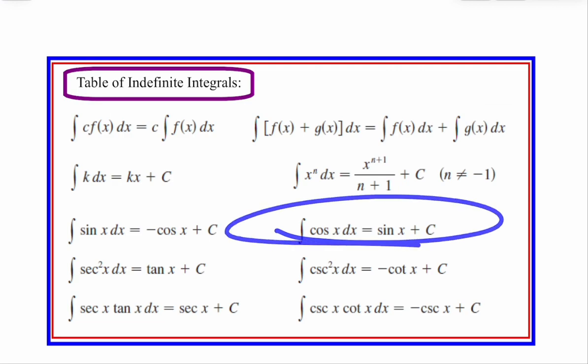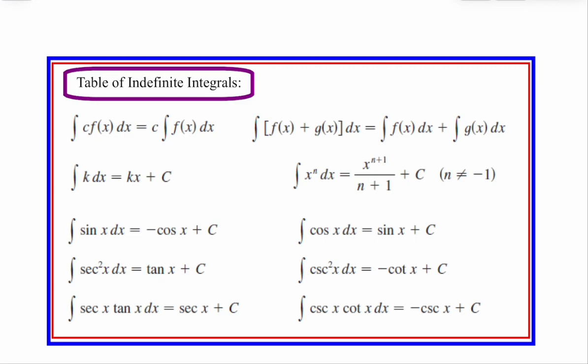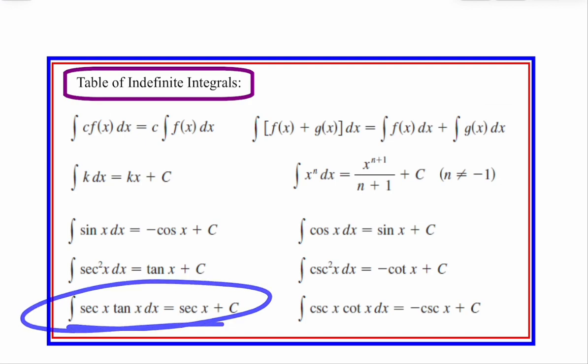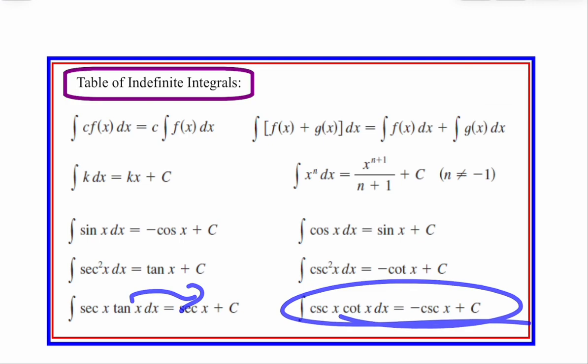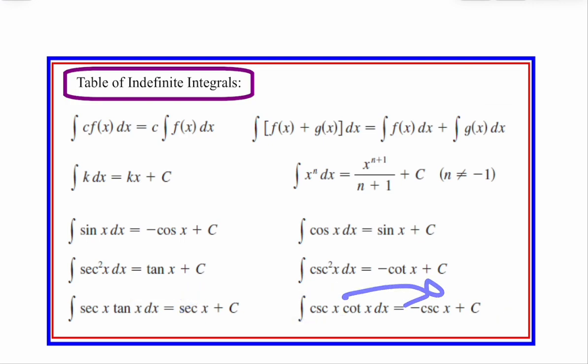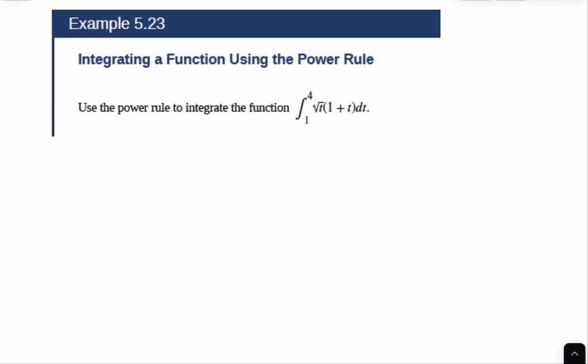If you reverse a cosine, you don't need a negative. Here's the reverse of a tangent, your secant squared. Cosecant squared is the one that gets a negative on it. Here, reversing secant tangent goes back to secant. Reversing cosecant cotangent goes back to a negative cosecant. So those are nothing new. If you want to take a little screenshot so you have it, let's just practice some of these one more time.